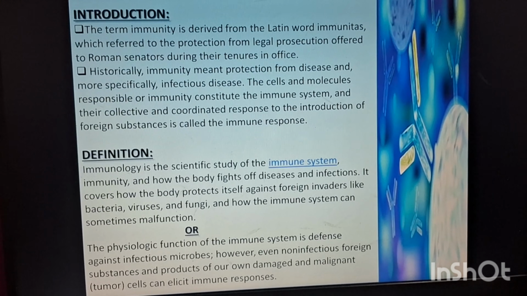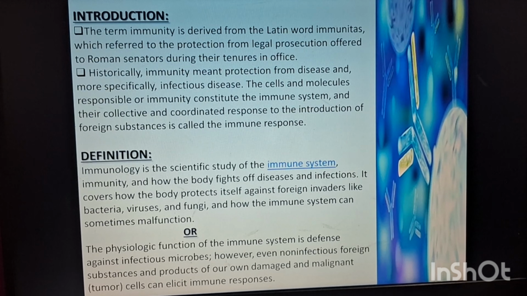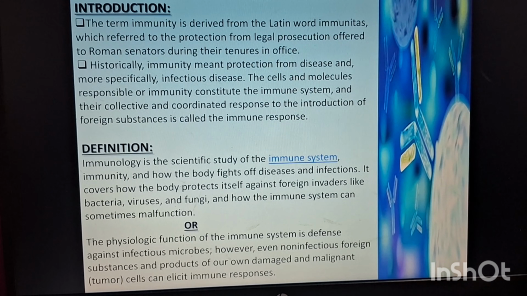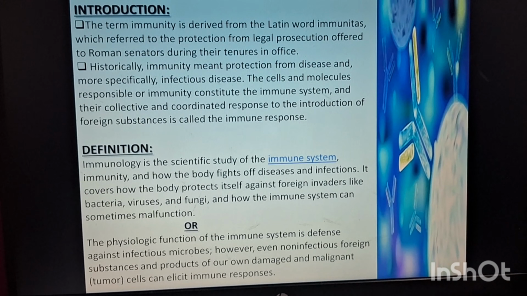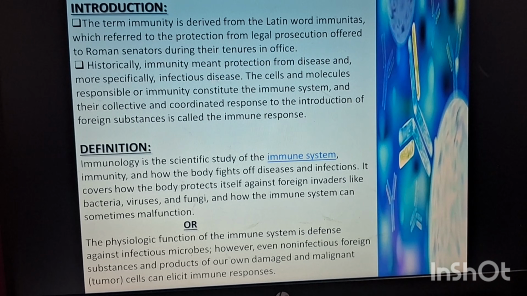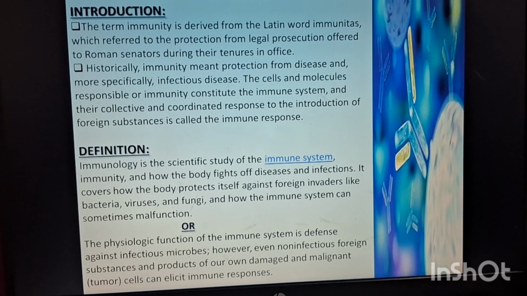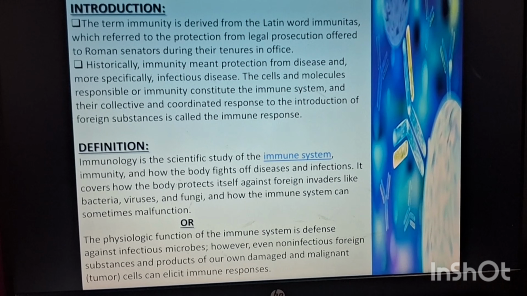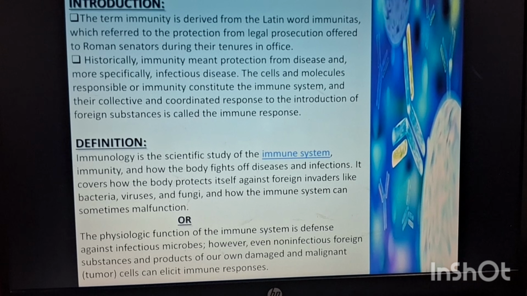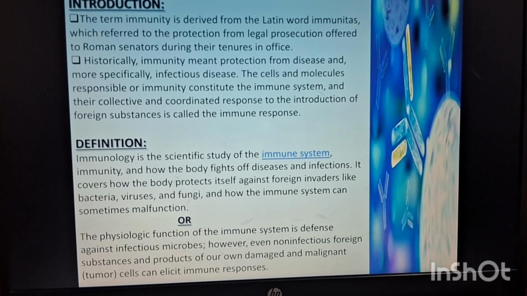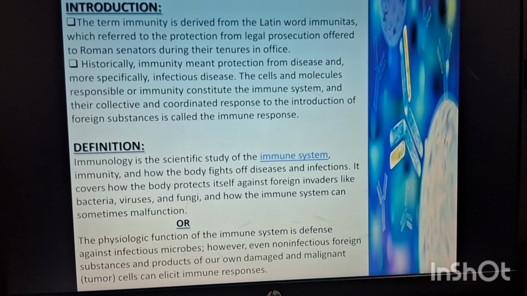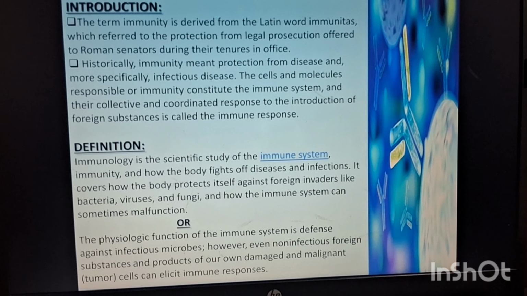Next, definition. What is immunology? Immunology is the scientific study of the immune system or immunity and how the body fights off disease and infections. It covers how the body protects itself against foreign invaders like bacteria, viruses and fungi, and how the immune system can sometimes malfunction. Or, the physiologic function of the immune system is defense against infectious microbes. However, even non-infectious foreign substances and products of our own damaged and malignant cells can elicit an immune response.